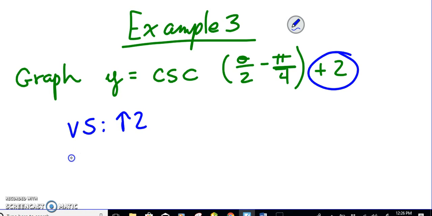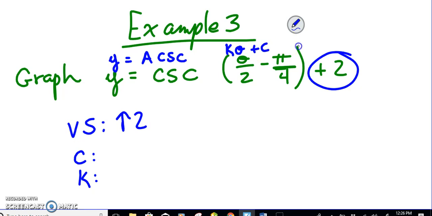So then we take a look at anything else that we have. We all know that C and K are given to us. Because remember, even though we didn't actually do the cosecant part, it still works the same way as sine and cosine. So here we still have K theta plus C for the inside part, and then the plus H in the back. And again, vertical shift is the H.